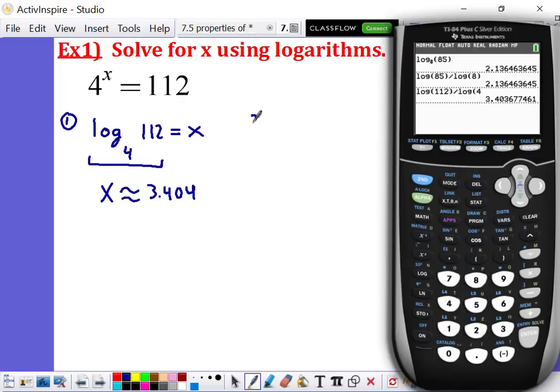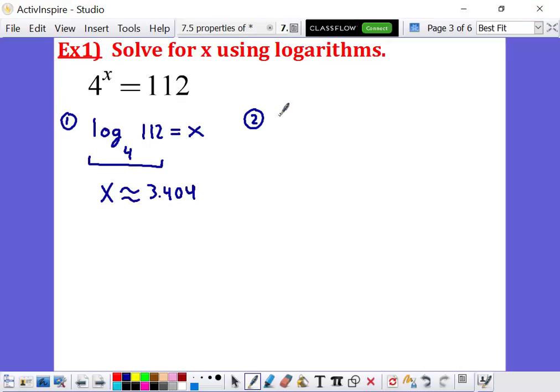The second way to do this, and this is what the textbook actually shows you how to do, okay, is the textbook says, if you have an equation, you can actually take the log of both sides, assuming that you use the same base on both sides. So basically, for 4 to the x equals 112, we can take the log of both sides of that equation. Remember, when we are dealing with equations, we want equality. Whatever you do on one side, you should do on the other side. So we can evaluate the log of both sides.